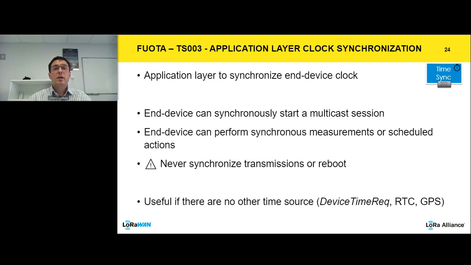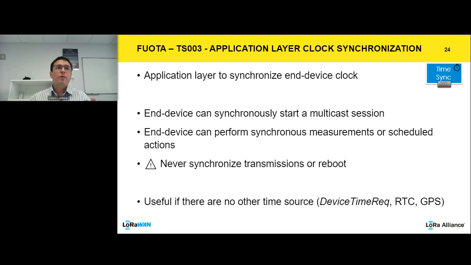So that application layer clock synchronization is actually useful when there is no other time source on the device. Some devices, especially recent ones, can implement other time synchronization sources. The main one in LoRaWAN is the DeviceTimeReq, which is used in Class B, for instance. But your device could also use a real-time clock, so RTC, or even have a GPS receiver, so it could synchronize its clock source. As with any of the specifications we have in firmware update, if it's not needed, it's not mandatory.